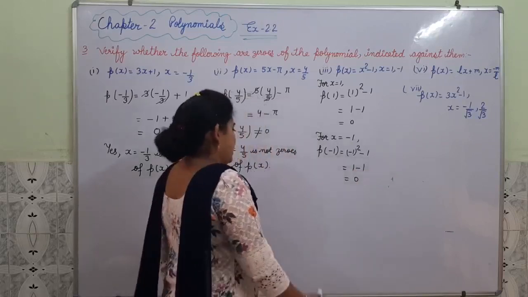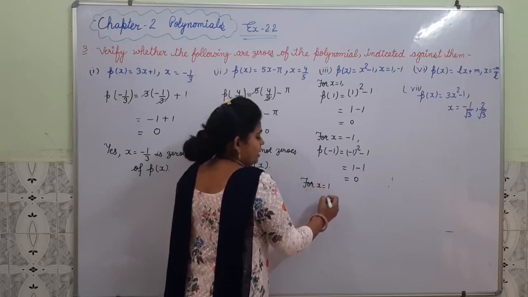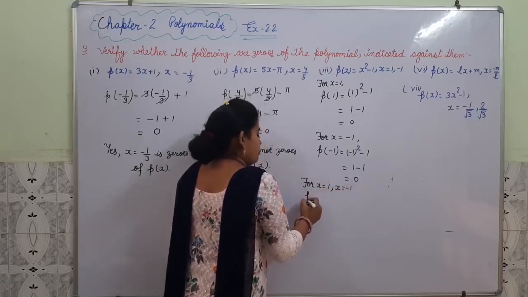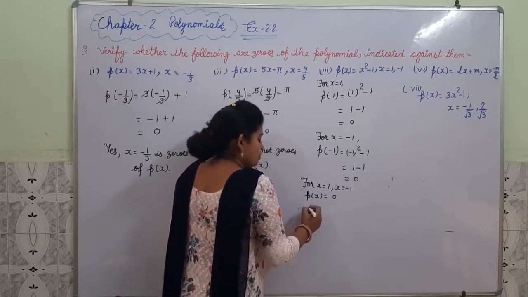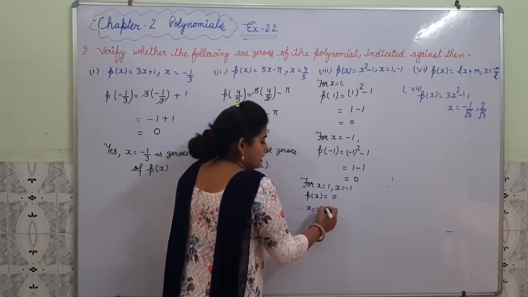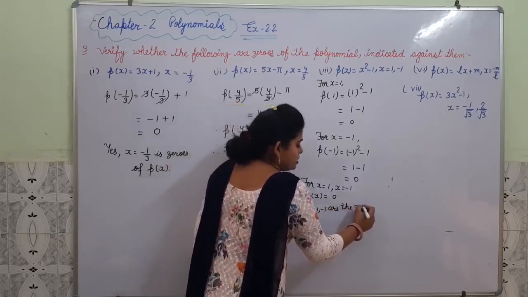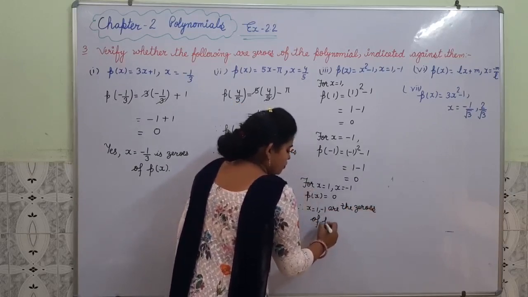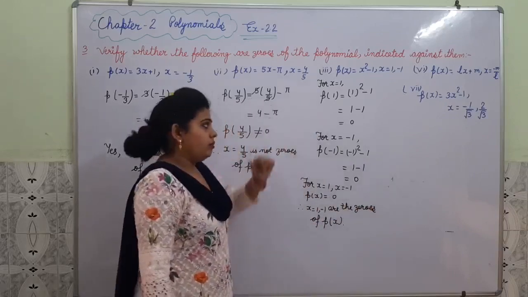Now what we will write? For x is equal to 1 and x is equal to minus 1, P of x is equal to 0. So x is equal to 1 and minus 1 are the zeros of P of x. It is our third part.